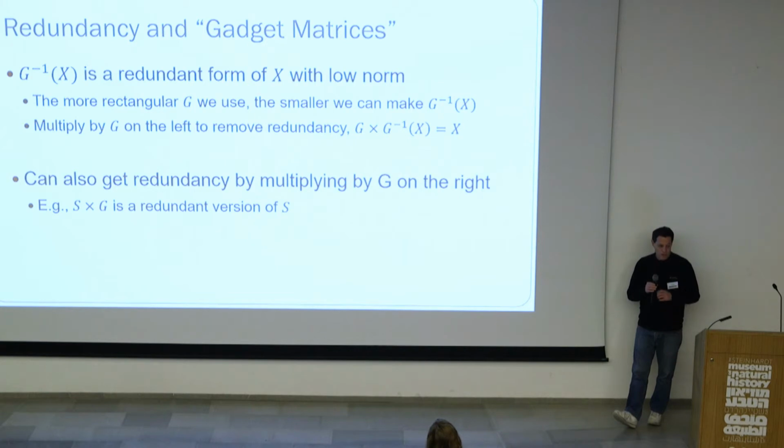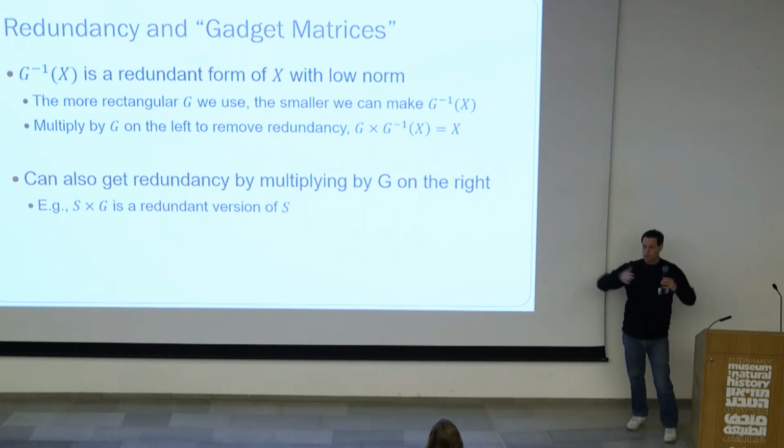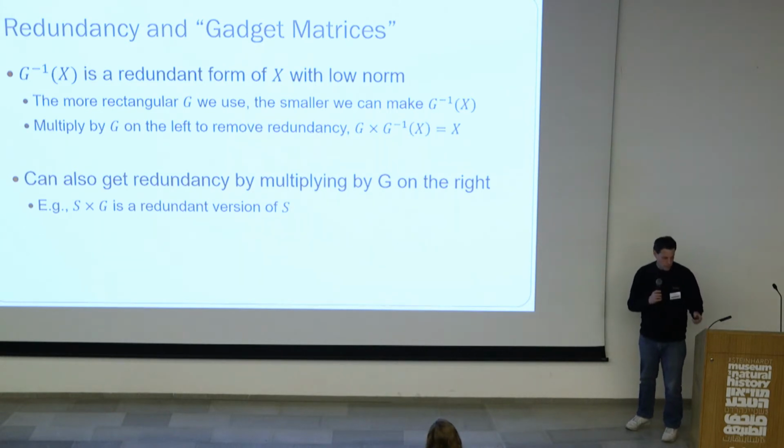And sometimes you actually use it in the opposite direction. You use G to get redundancy by multiplying it on the right. So, G is this wide and short matrix. If you multiply it on the right, you get a bigger dimension and therefore more redundant. And you can use that sometimes.